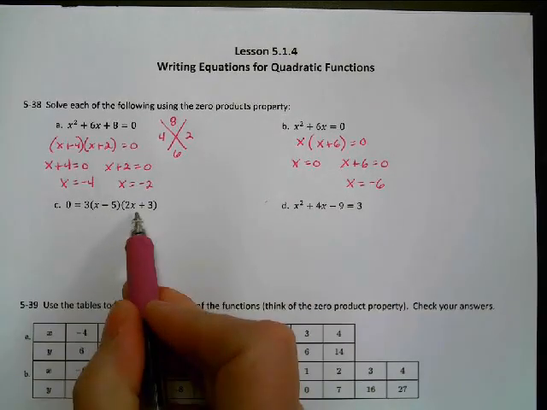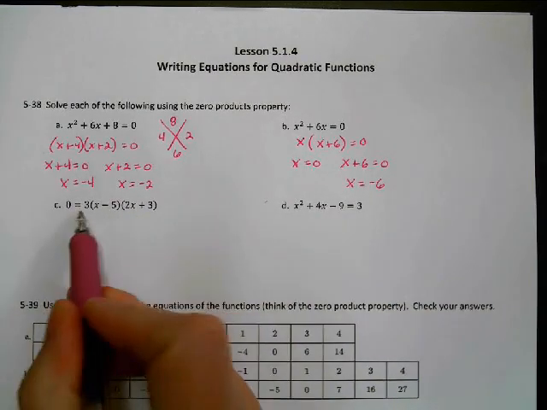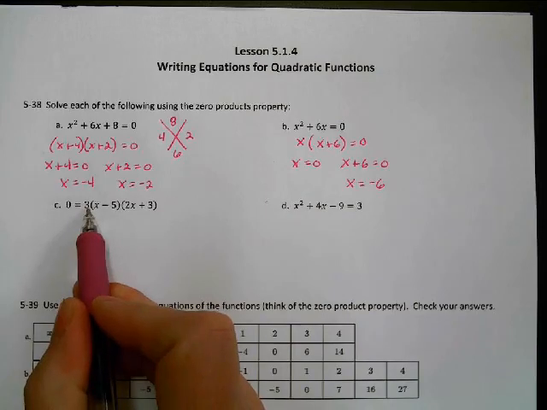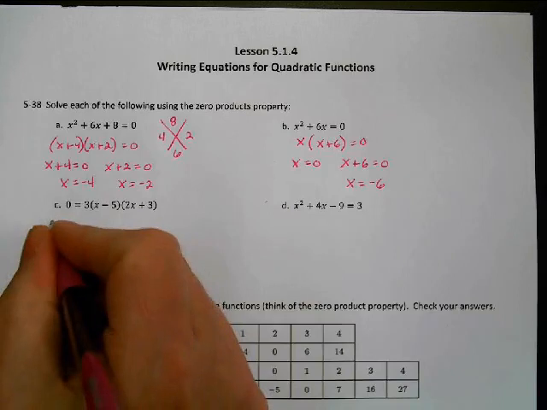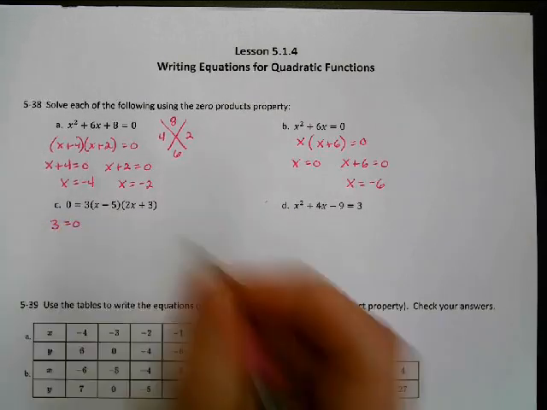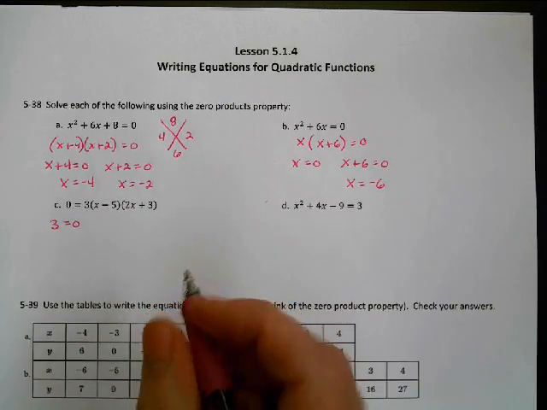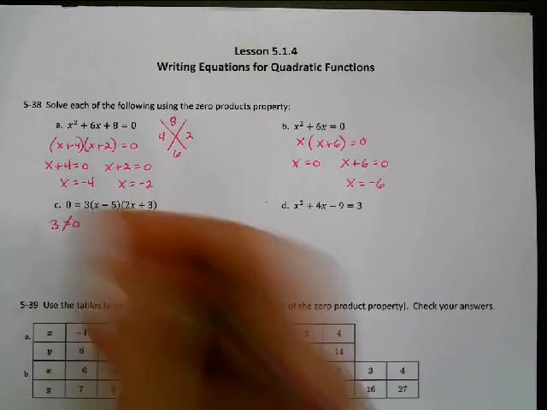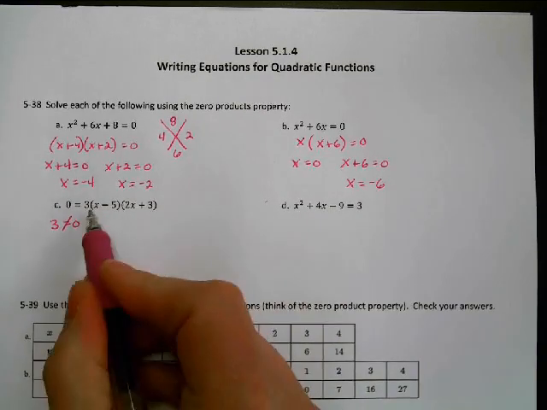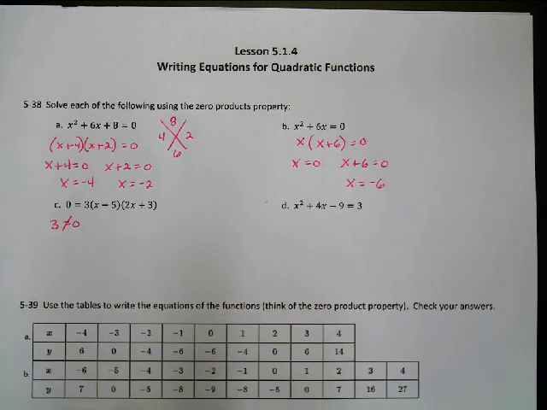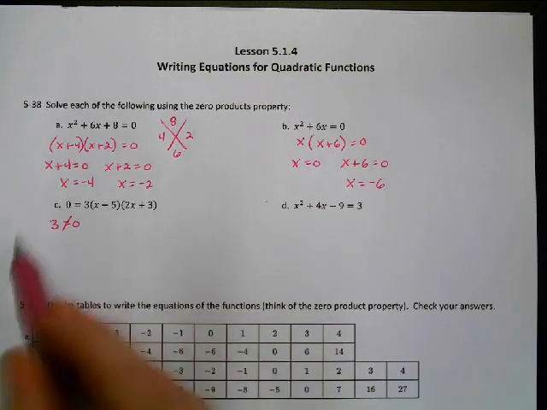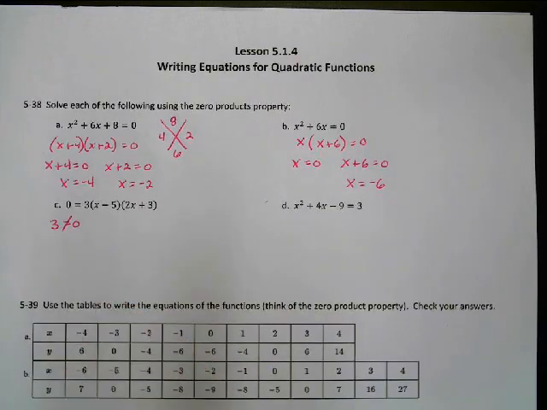Next one. This one's already factored for me. So I have 3 factors here. 3 is a factor, x minus 5 is a factor, 2x plus 3 is a factor. If I do 3 equals 0, that doesn't make any sense. 3 is never 0. So I'm not getting any answers from this one. Basically, if it doesn't have an x with it, you're not going to get an answer. So 3 can't be 0, so there's no way to solve that first part.